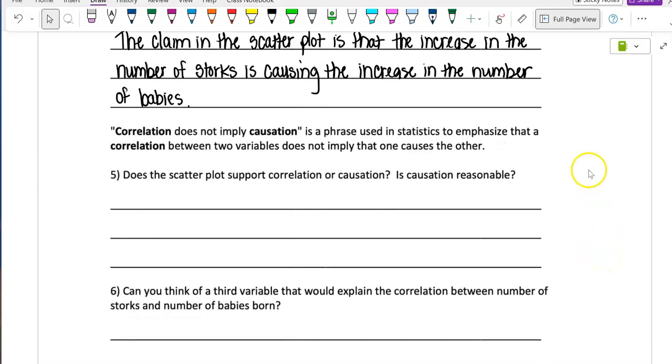So again, correlation does not imply causation is a phrase used in statistics to emphasize that a correlation between two variables does not imply that one causes the other. So does the scatter plot support correlation or causation? Well, we've already said it supports correlation. But do storks really cause human babies to be born? No. So the scatter plot supports correlation.